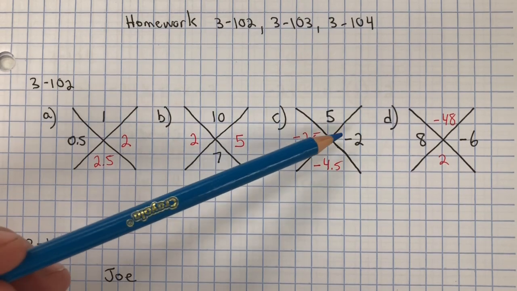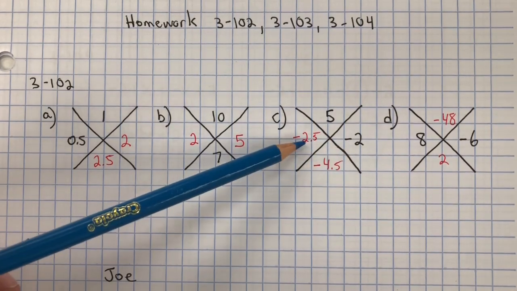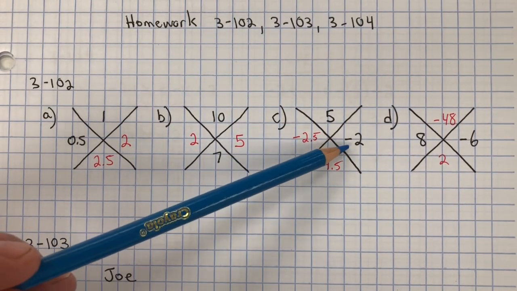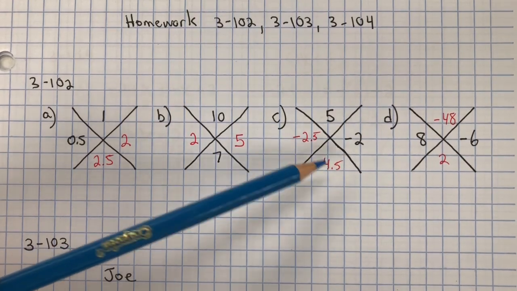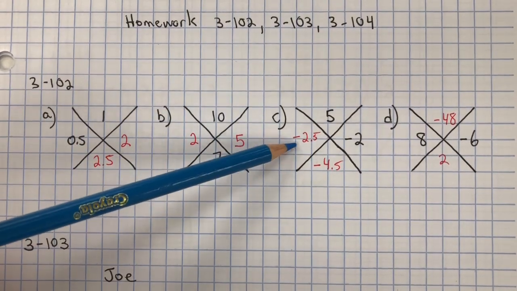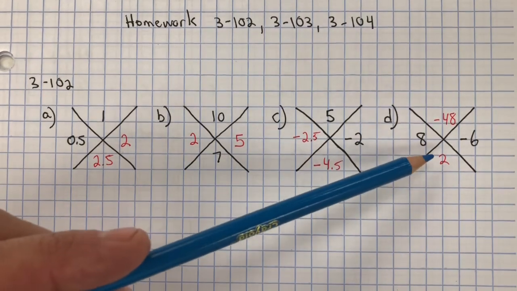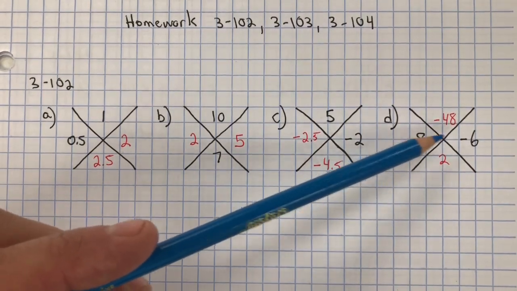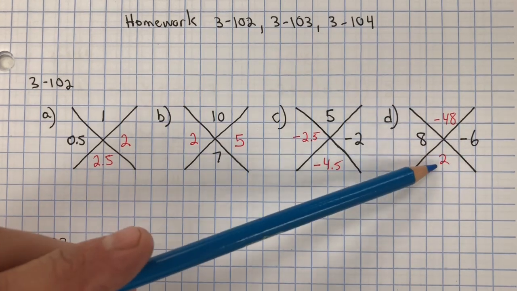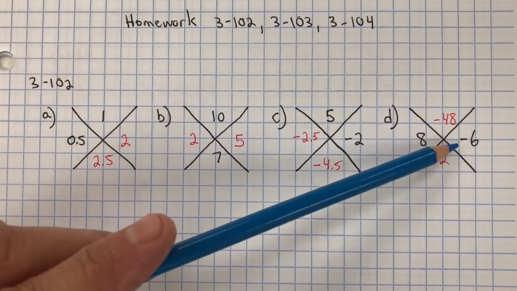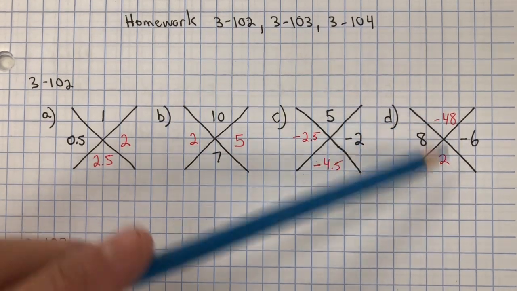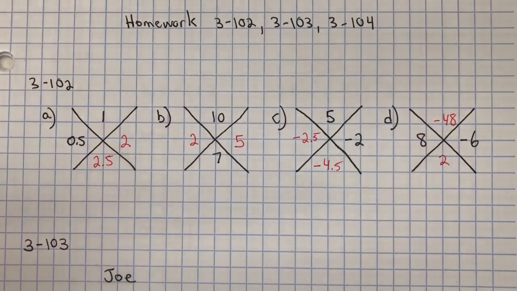2 and 5/10, or negative 2 and 5/10, plus a negative 2 is negative 4 and 5/10. Negative multiplied by negative is a positive 5. 8 minus 6 is 2. Positive multiplied by a negative is a negative. You get negative 48.